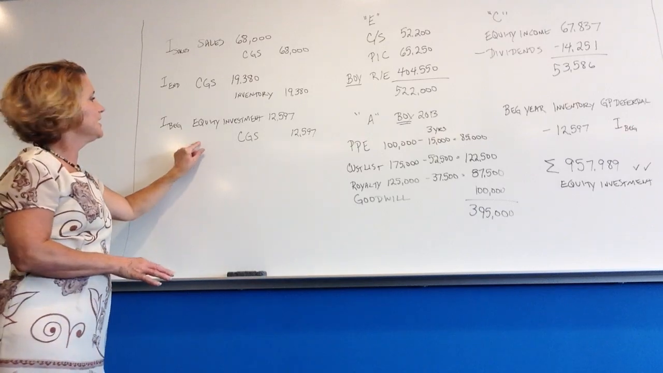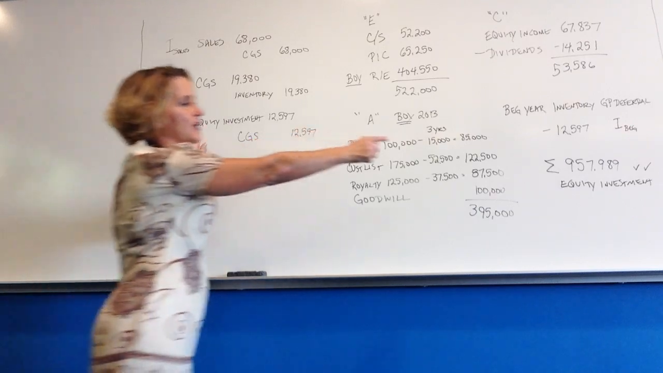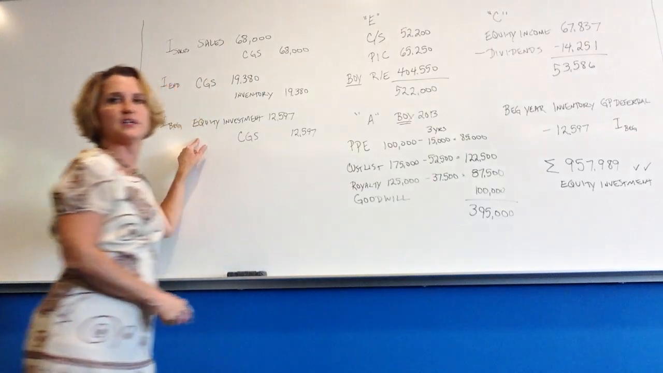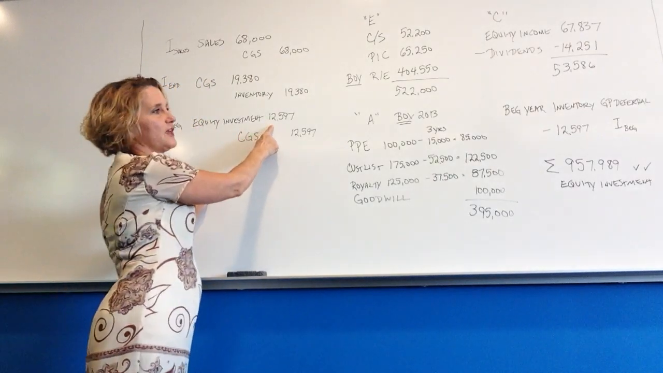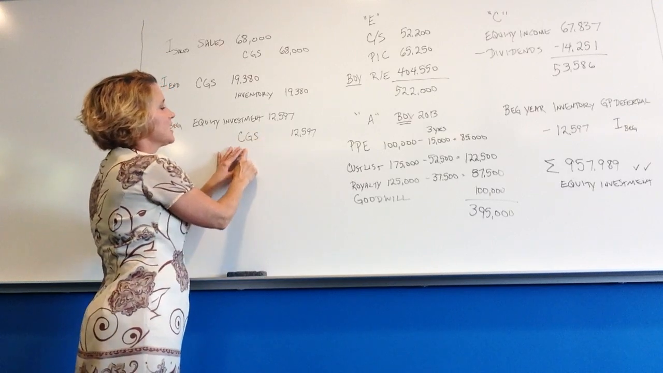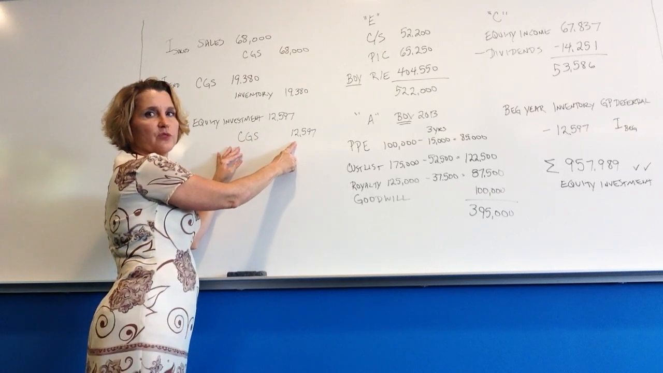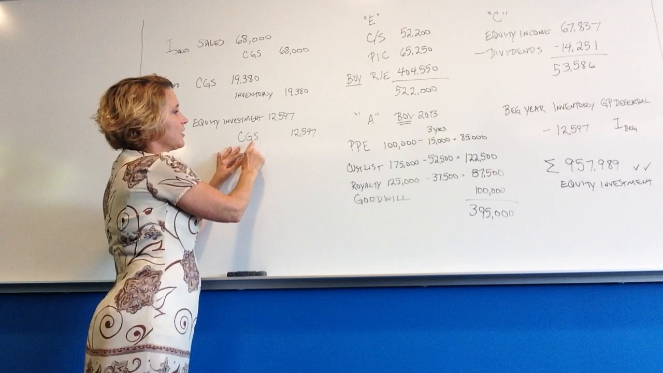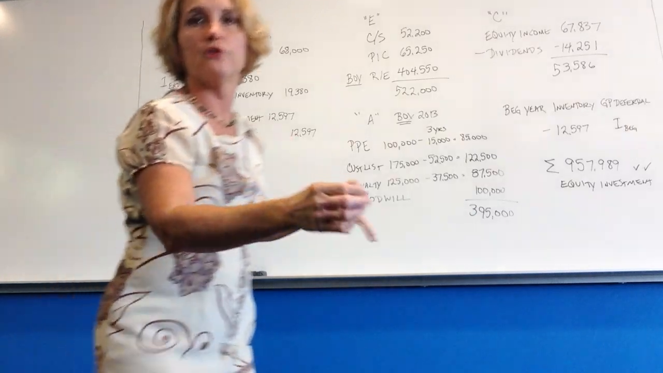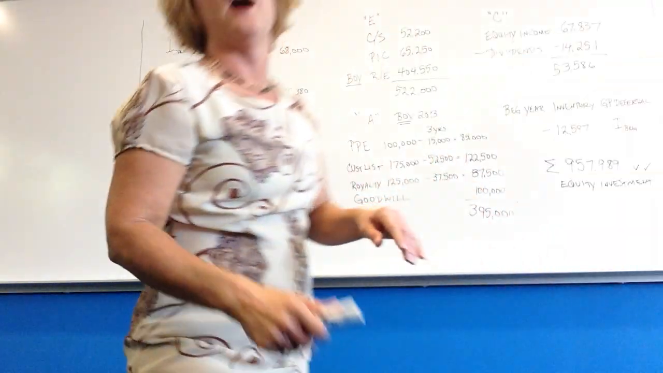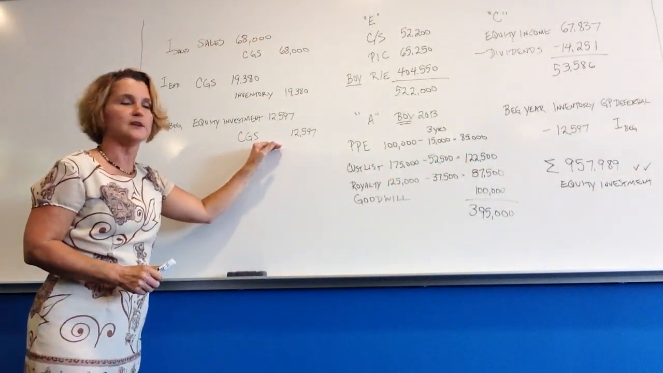Then we have a beginning of the year entry. So what we adjusted our equity investment for over here, we have to debit the equity investment for $12,597, and then let that profit run through. And we let it run through by crediting our cost of goods sold. Right now our cost of goods sold are overstated by that profit. So now we have to reduce it.